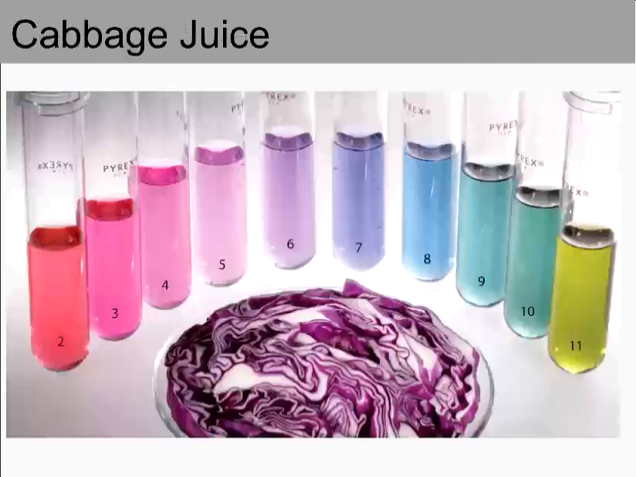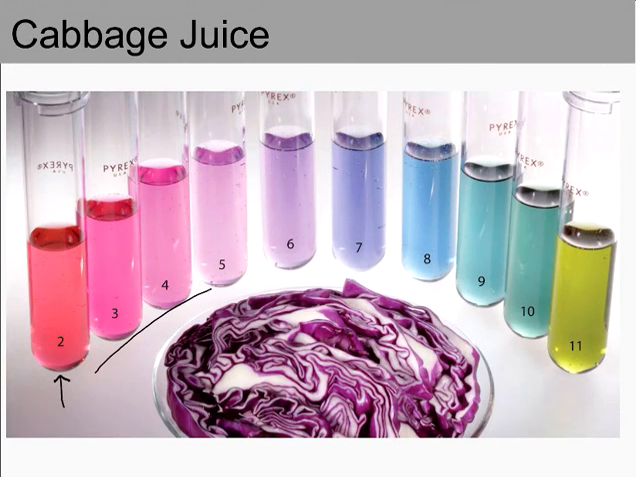Another indicator we can use is cabbage juice. So if you smash up a bunch of cabbage leaves and then isolate the liquid, you can use that to determine if a solution is acidic or basic. So you can just add a couple drops of the cabbage juice to your solution. And if you have a really acidic solution with a pH of about 2, the cabbage juice will turn the solution a reddish pink color. And that's true for most acidic solutions.